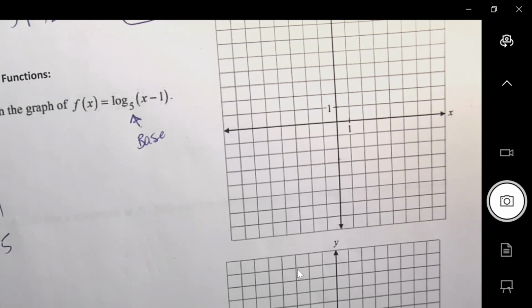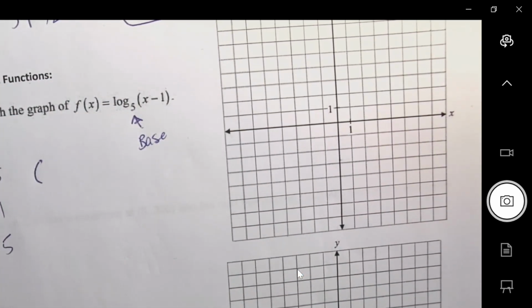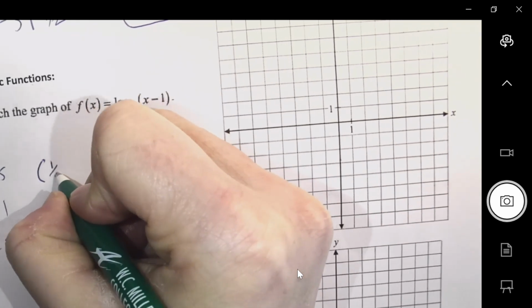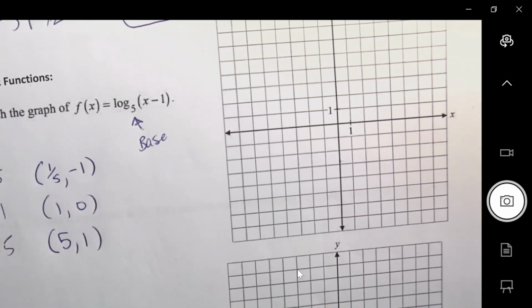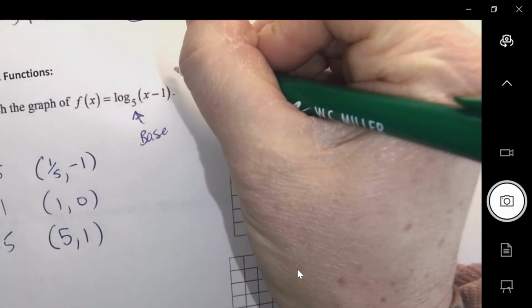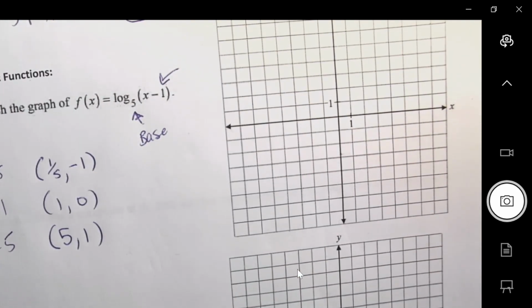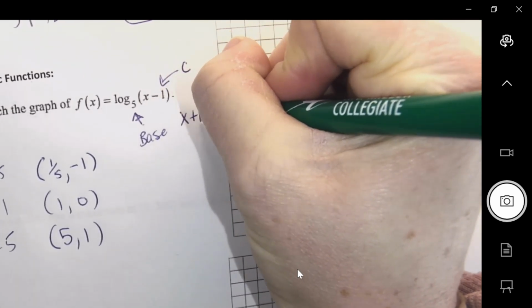Because this is a log, the coordinates are going to be which order? That's where you just pick. Exponential versus log is now the order. Okay, so this is log, so it's opposite. You do output comma input, right? And then last, if there's any transformations, now you can change your coordinates. So this is a C, so I'm going to do x plus 1.